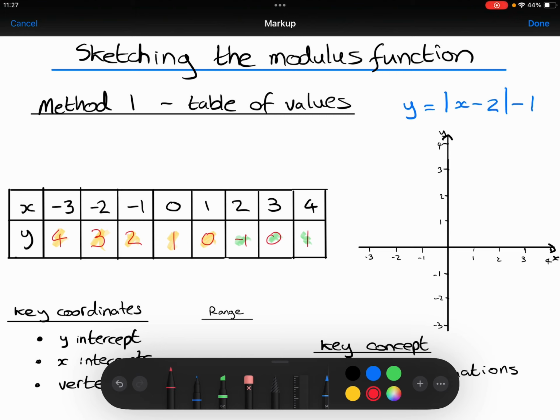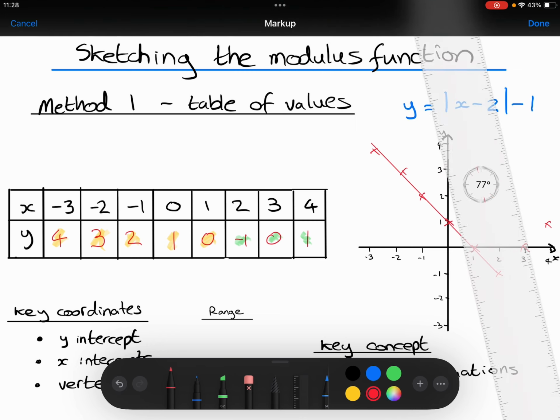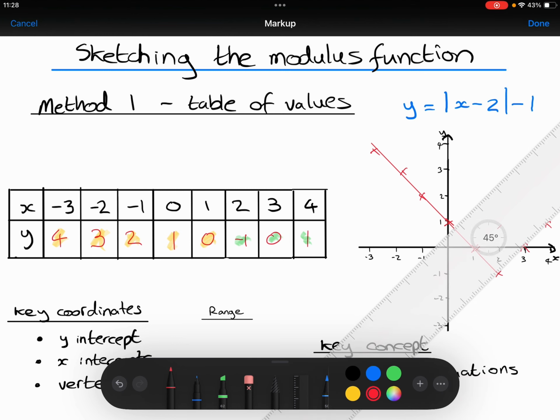Right, let's plot these points. We've got the -3, 4, which is roughly up here. We've got -2, 3, which is here. -1, 2, 0, 1, 1, 0, 2, -1, 3, 0, and 4, 1. And I'm now going to join those points up, like so. And notice that this graph is made out of two different straight lines.